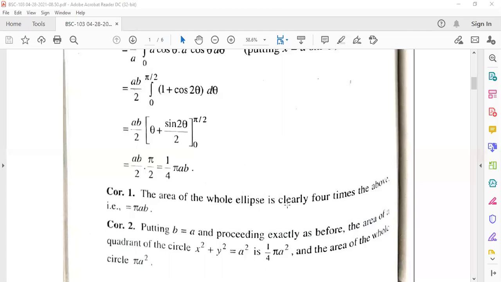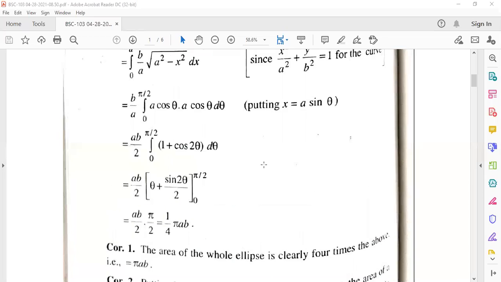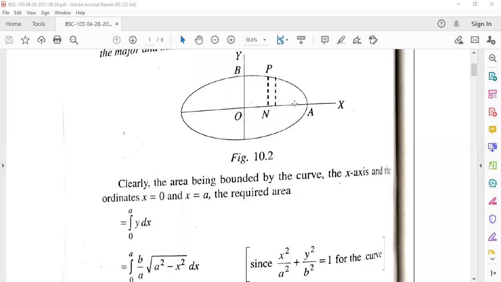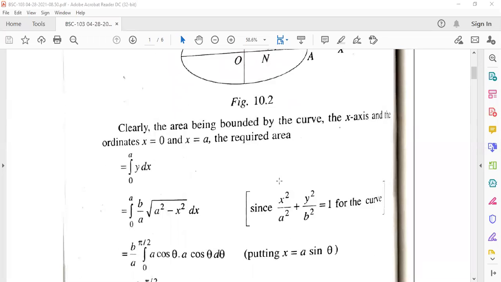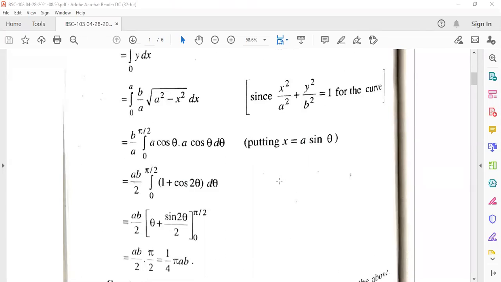The area of the whole ellipse is clearly 4 times this, because we found only the first quadrant part. Here it is symmetrical in all quadrants. If we multiply this area by 4, then we get the total area of the ellipse. Is it understood?